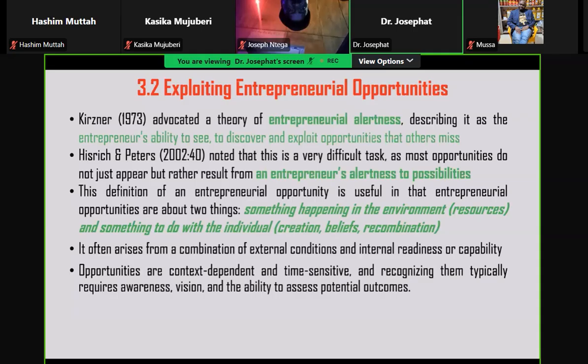So this definition of entrepreneurial opportunity is very useful in such a way that entrepreneurial opportunity are about two things. One, something happening in the environment in terms of resources. And the second one, something to do with individuals, creations, belief, recombinations. So opportunity always depends on the two elements, combination of those two things. First, tunaangalia what is happening in the environment in terms of resources. Resources hapa tunaweza ku in terms of situations, in terms of demand, in terms of challenge, in terms of problems. And how do you solve such problems? We need to create some things to do with an individual.